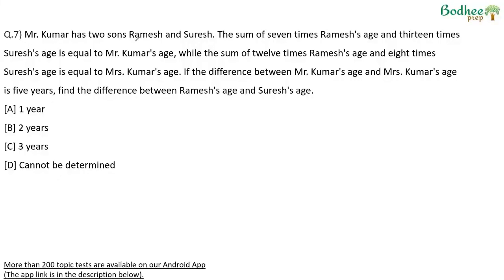Mr. Kumar has two sons, Ramesh and Suresh. Let the age of Ramesh be R and Suresh be S. The sum of 7 times Ramesh's age, 7R, plus 13 times Suresh's age, 13S, is equal to Mr. Kumar's age. While the sum of 12 times Ramesh's age plus 8 times Suresh's age is equal to Mrs. Kumar's age. If the difference between Mr. and Mrs. Kumar's age is 5 years, we do not know who is older. Find the difference between Ramesh's and Suresh's age.